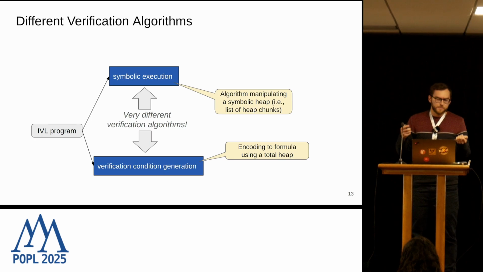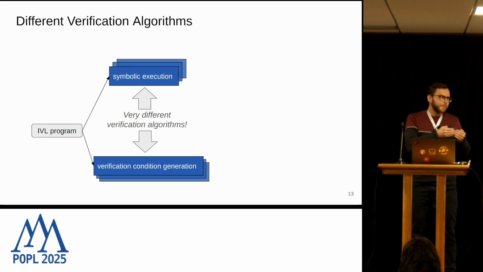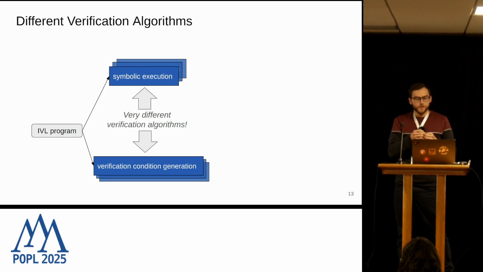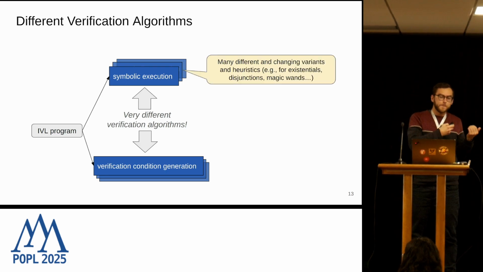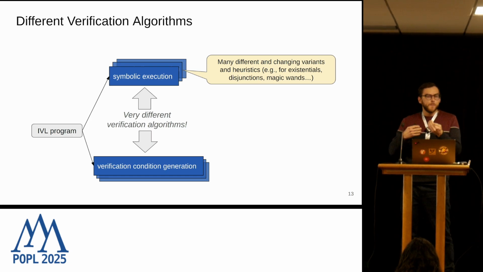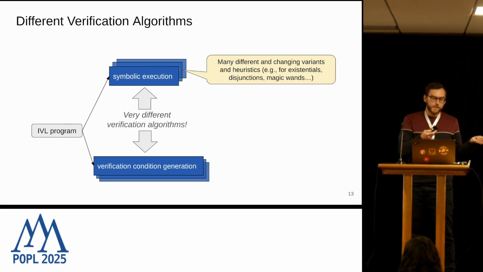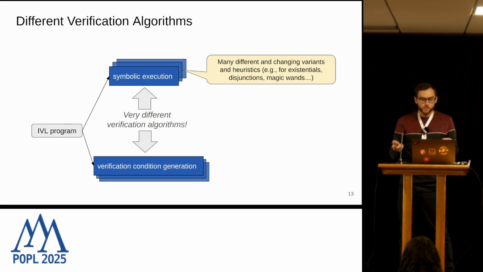heaps as total maps. And moreover, there is no one symbolic execution and one verification condition generator. There are many variations because of many different heuristics, changing variants that might be better for some types of programs, but worse for others. And as I will show you next, this means that those algorithms have a choice when it comes to existentials, disjunctions, magic wands.